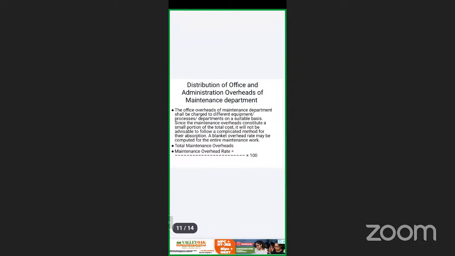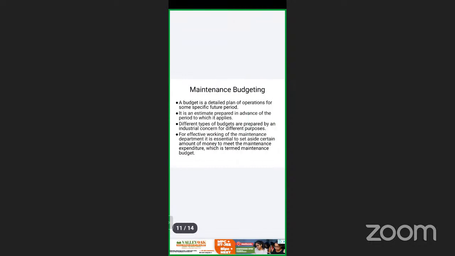Then we will move on to the budgeting topic. So let us see what a budget is. Budget is not a new thing. Recently, our interim budget was released on February 1st. Budget basically gives you the plan of operations for some specific future period. The annual budget was presented by Nirmala Sitharaman. Why is it known as an interim budget now? Because we have the national elections now, so the government may change. That's why they have said that it is an interim budget.